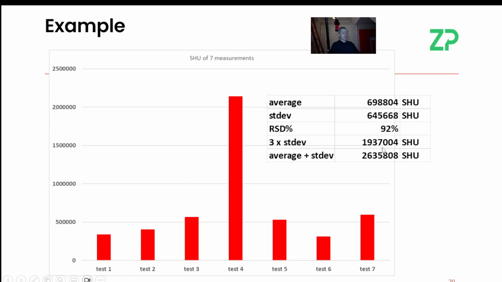3 standard deviations here is just the standard deviation, 645,000, times 3, which brings us to about 1,937,000. So if I want to reject this 2.1 million result up here, if I calculate average plus 3 standard deviations, I get 2.6 million Scoville heat units. So strictly speaking, I cannot reject that outlier.